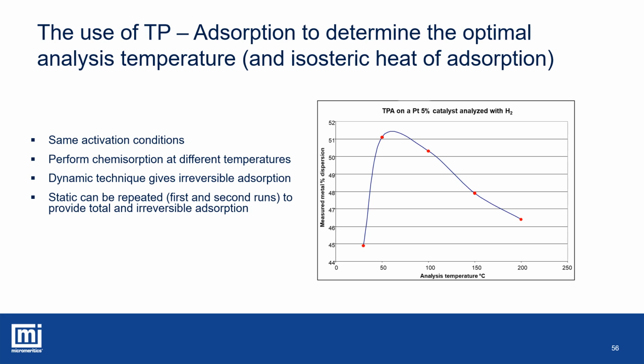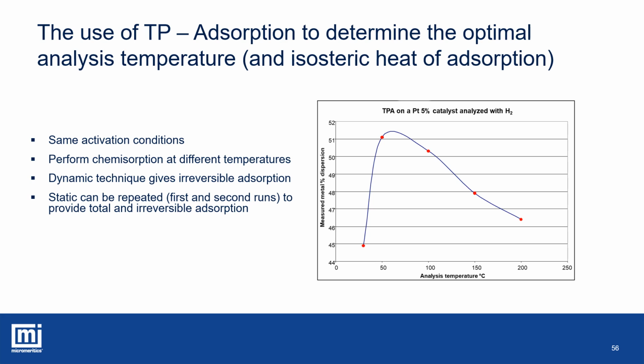A supported platinum catalyst has been submitted to the same activation procedure, reduction at 400 degrees for 30 minutes, followed by a degassing at the same temperature for 30 minutes. Then 5 hydrogen pulse chemisorption experiments at different temperatures from 25 up to 200 Celsius have been performed. The metal dispersion calculated was plotted versus the chemisorption temperature. As is evident, the most effective temperature for the gas-solid interaction is about 50 degrees for this catalyst.